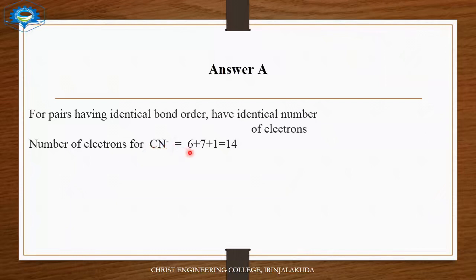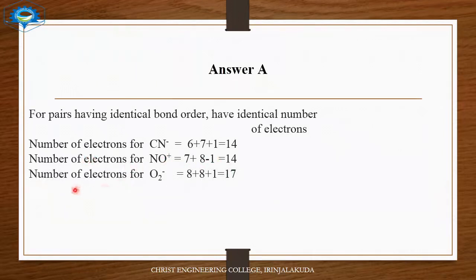So here the total number of electrons in CN minus is equal to the number of electrons in carbon, which is its atomic number 6, plus 7, which is from nitrogen's atomic number, and plus 1. This plus 1 is from the negative charge. So total 14 electrons. Then the number of electrons for NO plus is equal to 7, the atomic number of nitrogen, plus 8, the atomic number of oxygen, minus 1. This minus 1 is from the positive charge.